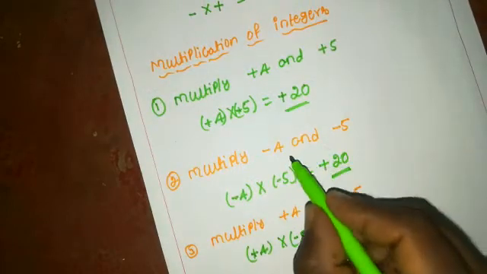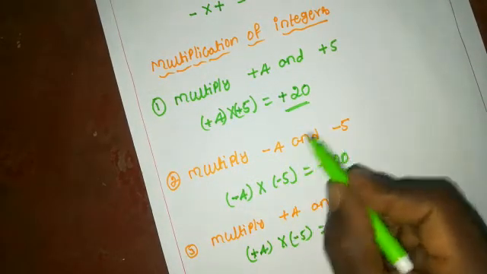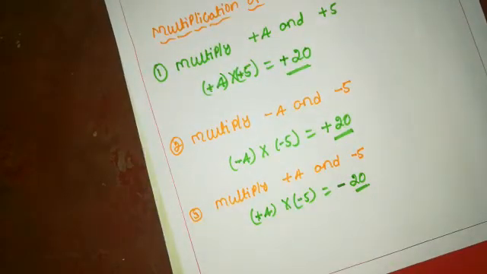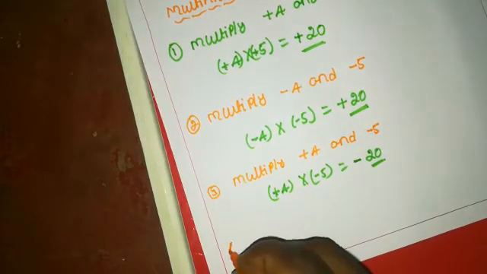When we multiply integers having the same sign, either plus or minus, we always get positive. Suppose one is negative and another one is positive, then how do we multiply? Let's see the fourth one.